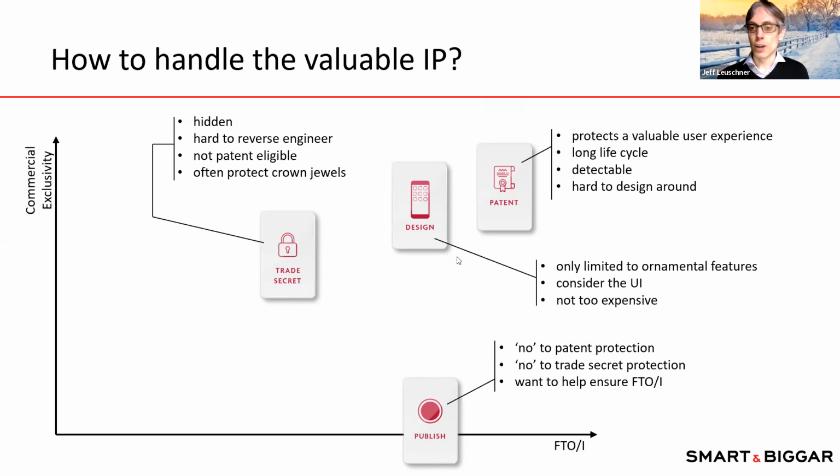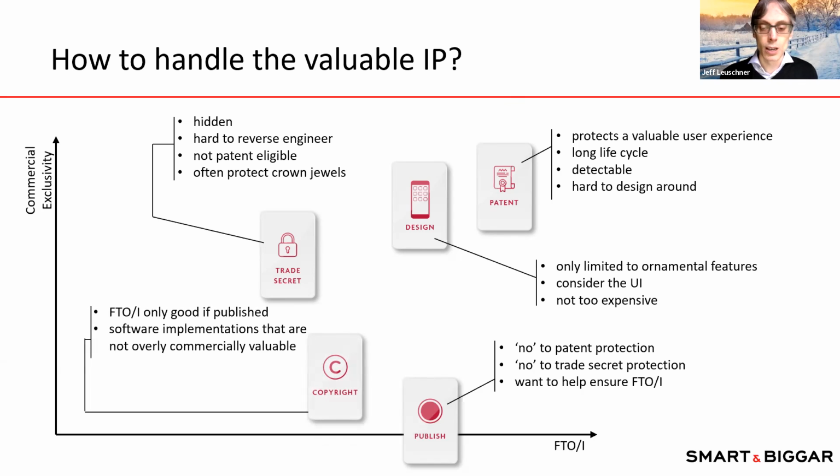We're talking about the different IP rights, mapping them to commercial exclusivity and freedom to operate. The last one I haven't talked about is copyright protection. There may be instances where you just want to rely on copyright protection, which is automatic for your software code, and not worry about a defensive publication or getting a patent or a design patent. Copyright has pretty low commercial exclusivity value because one could do the same thing using different software.